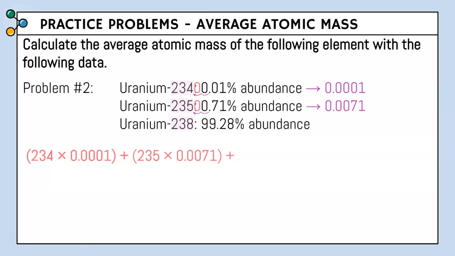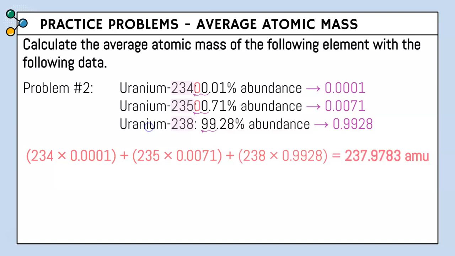Third isotope mass is 238. We have to convert our percentage into decimals, either divide by 100 or move our decimal place twice to the left. We get 0.9928, so we multiply that by 238. So that is all of our isotope information, so we're going to close that off, plug it into our calculator, and when we do so, we get 237.9783 AMU as our answer.